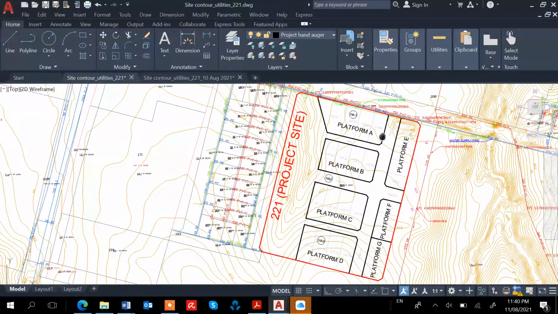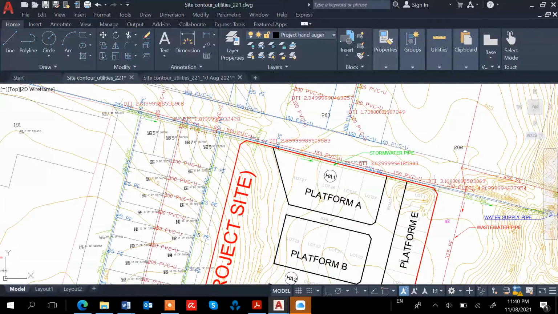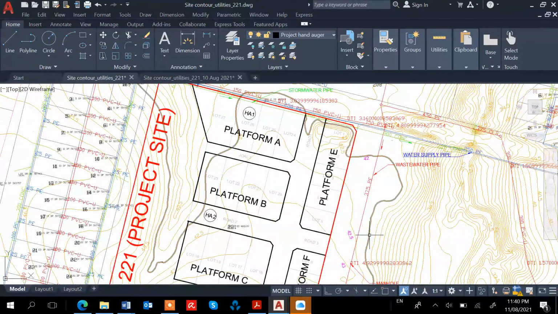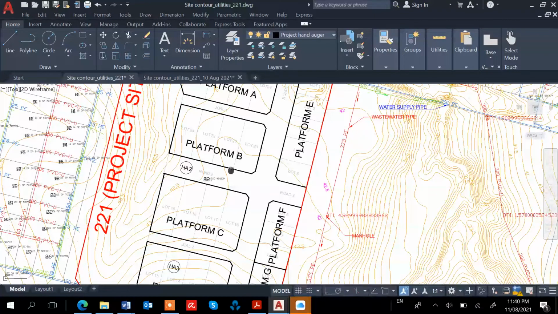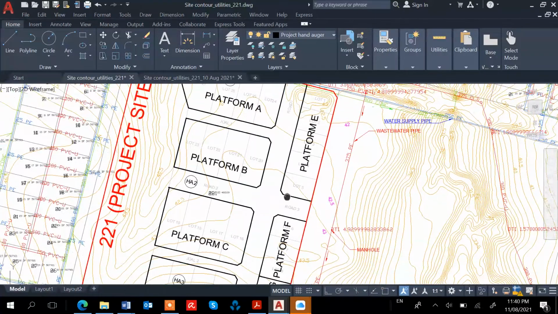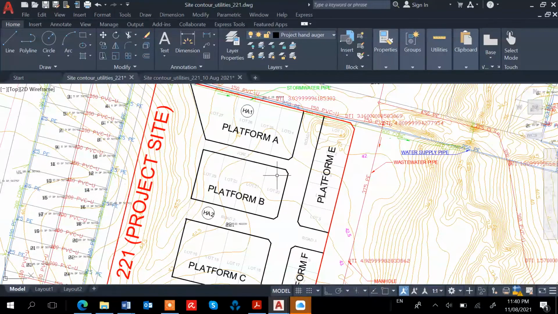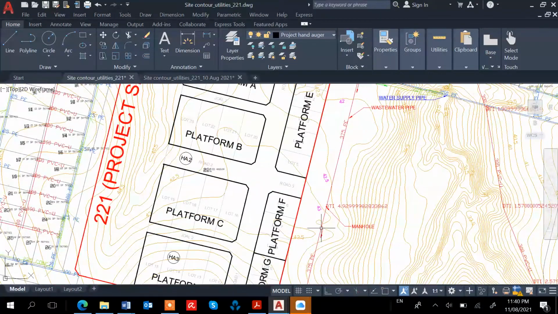There are some other sewer lines here, but I think they are too small. They have 150 UPVC pipes. That is too small. So the wastewater in this parcel of land, which has a total of 27 lots, needs to be discharged into this manhole.